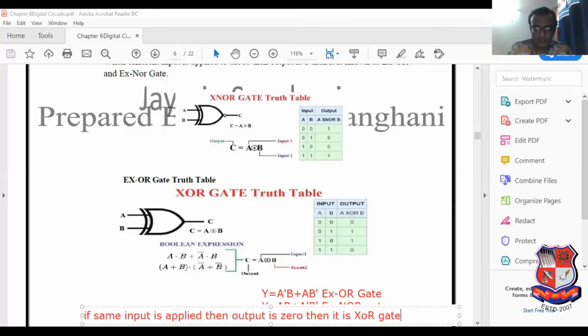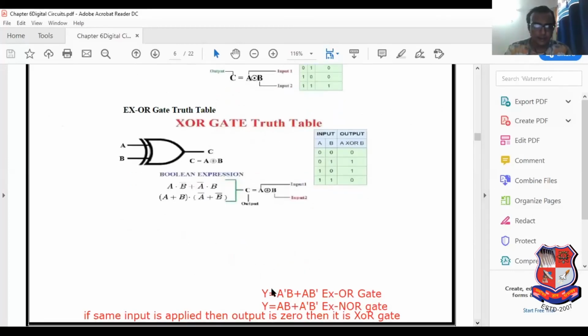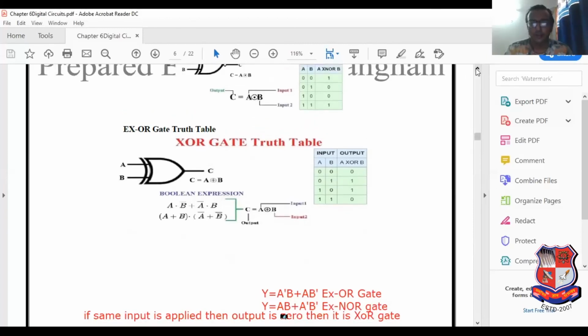See this, then it is XOR gate. And what is the XNOR gate? If the same input is applied, then the output is 1. If the same input is applied and the output is 1, then it is known as XNOR gate. See this, here XOR gate and here XNOR.